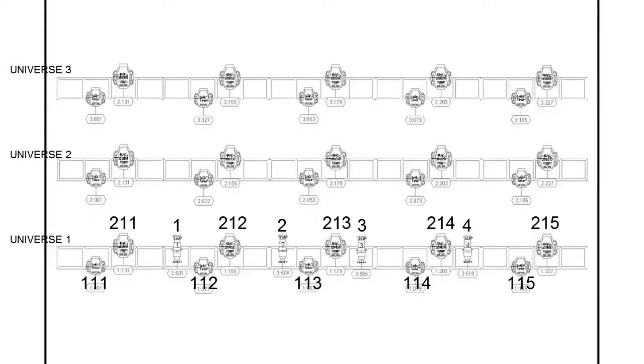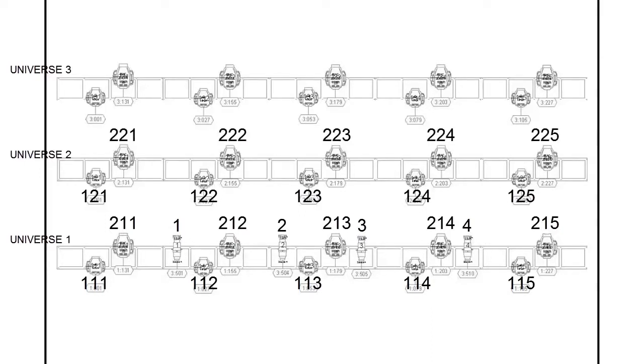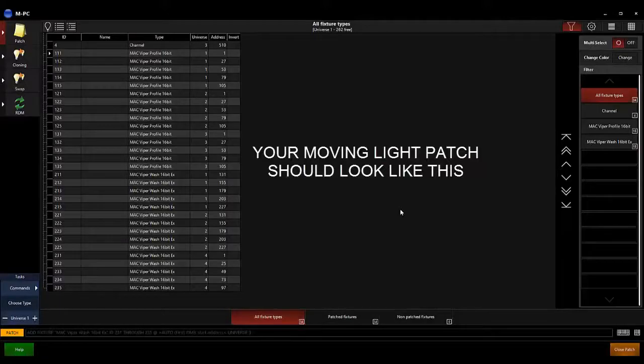Now pause the video and finish patching your Viper profiles and wash using the method you're most comfortable with. Remember, Truss 2 fixtures will be patched to Universe 2 and have the fixture ID 121 through 125 for profiles and 221 through 225 for wash, and Truss 3 will be Universe 3 with the profile ID 131 through 135 and the wash 231 through 235. Restart the video when you've finished.